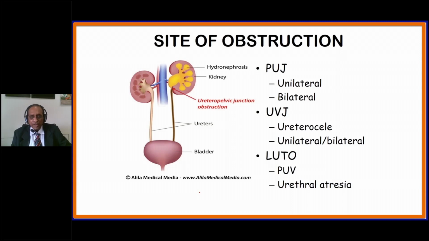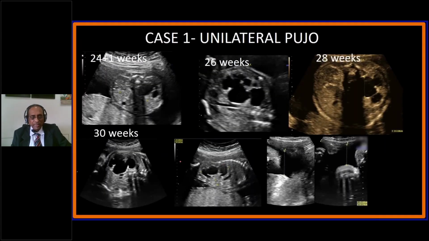Now, when we talk of obstruction, we can say that the obstruction can happen at several sites. One is at the pelviureteric junction, or the ureterovesical junction, or there can be lower urinary tract obstruction due to a variety of causes. So let's see some case scenarios.